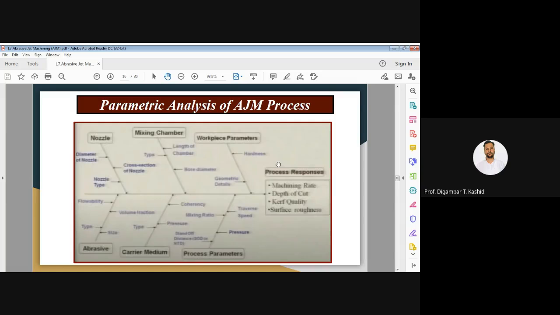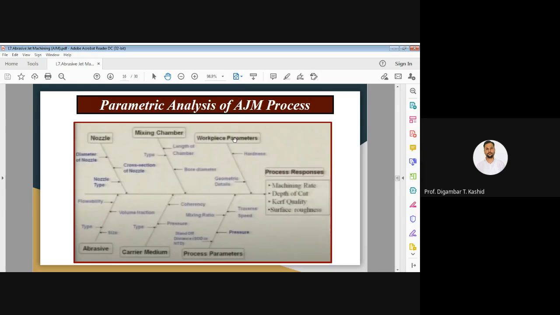Then the second parameter is the mixing chamber. In that, again, the length of the mixing chamber, the type of mixing chamber, and the bore diameter of the mixing chamber. These parameters also affect the performance. Then we have the next, that is, the workpiece parameters. Workpiece parameters mean the hardness of the workpiece, then the geometrical details that you want to create on the workpiece.